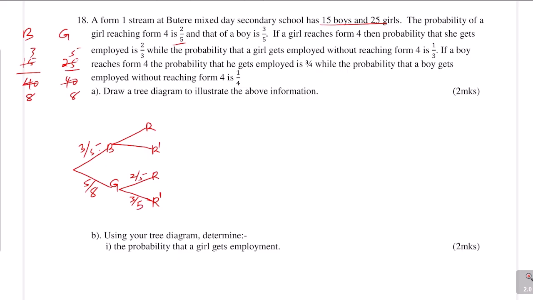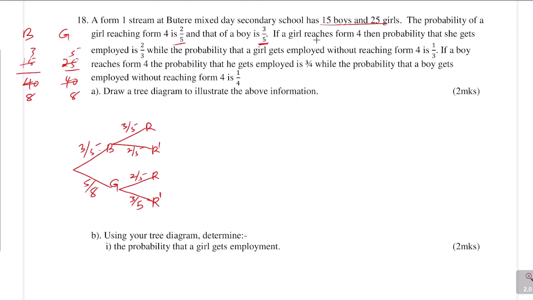Remember the sum in each branch should be 1. 2/5 plus 3/5 gives 1. In every branch, you should not have anything less than 1 or greater than 1. So 3/8 plus 5/8 should give you 1. Then that of a boy reaching Form 4 is 3/5, so not reaching will be 2/5.